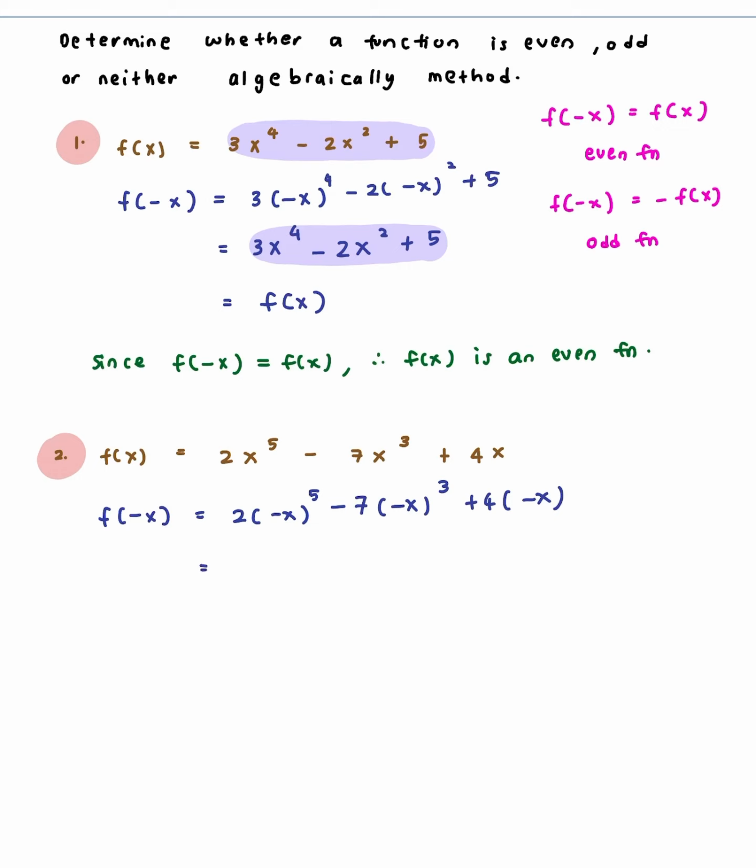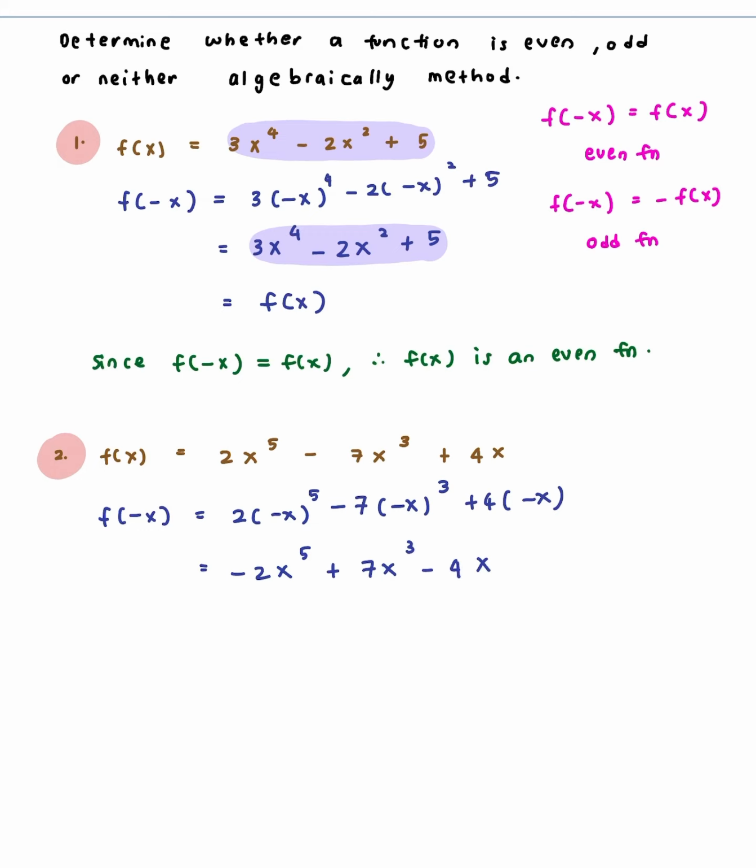Negative x to the power of 5, you get negative also. So this is negative 2x to the power of 5. And then negative x cubed also gives you the answer negative x cubed. So negative 7 times negative x cubed is positive 7x cubed. And then 4 times negative x is minus 4x.